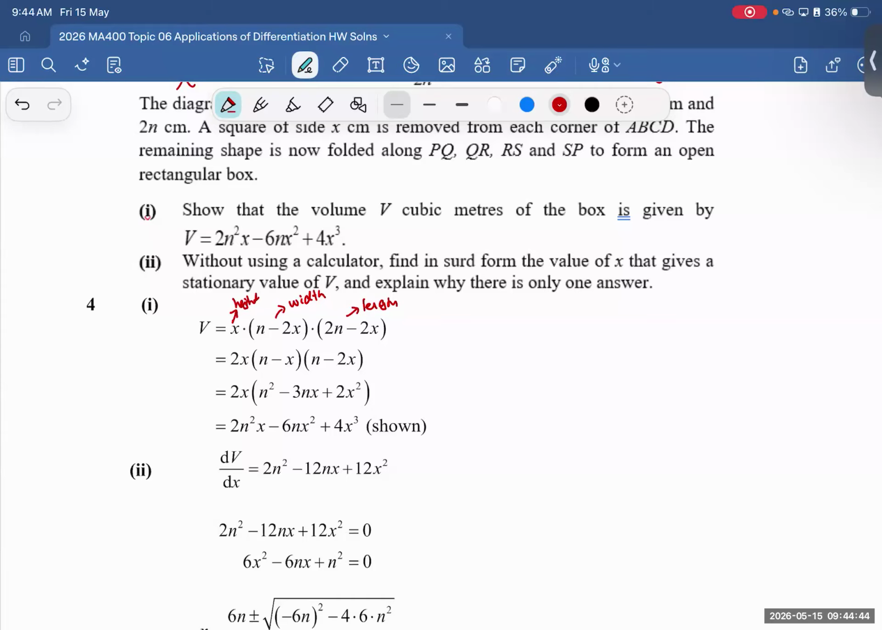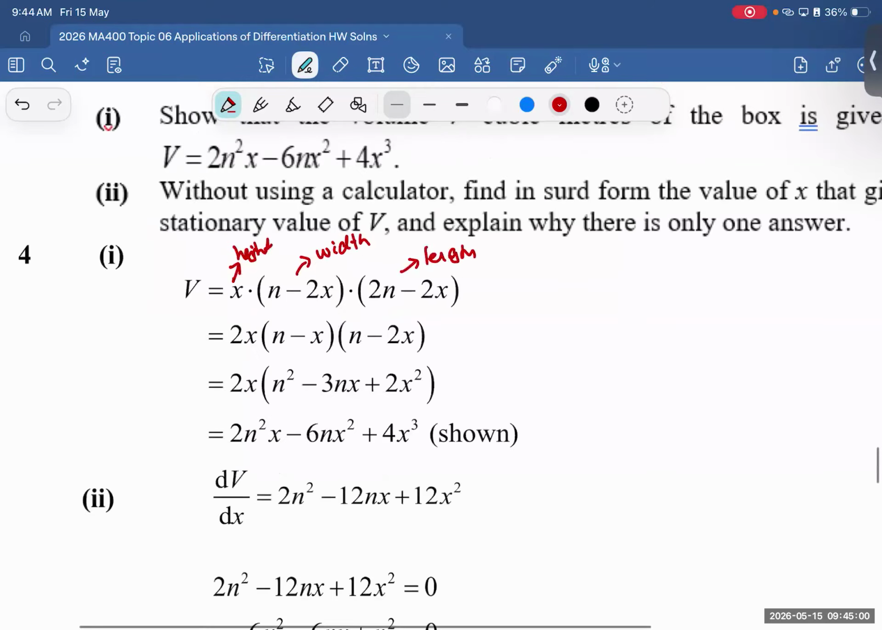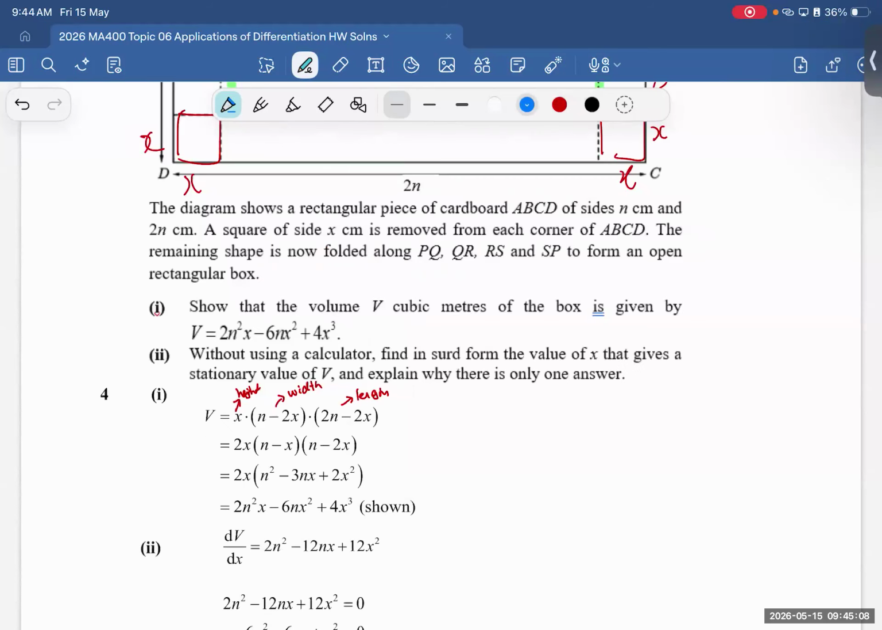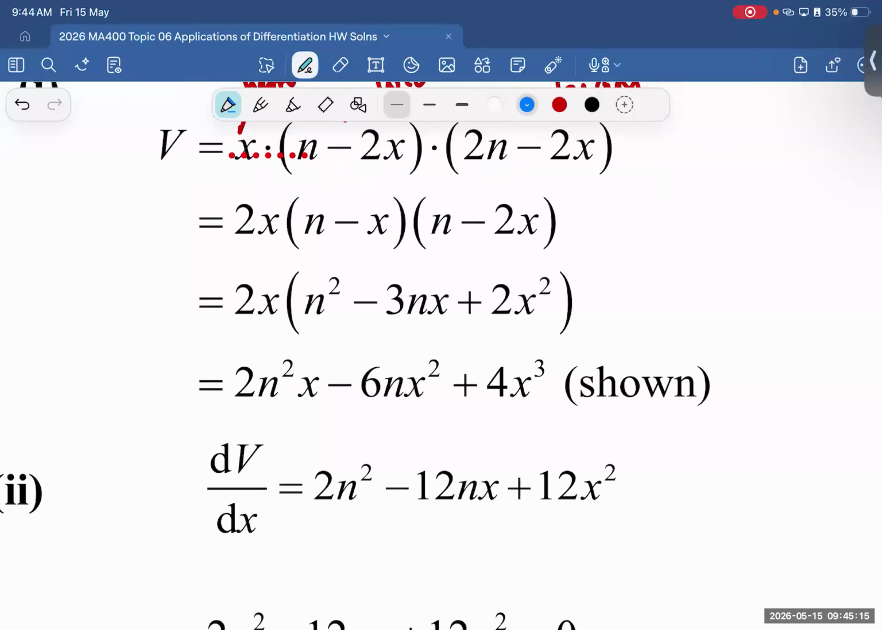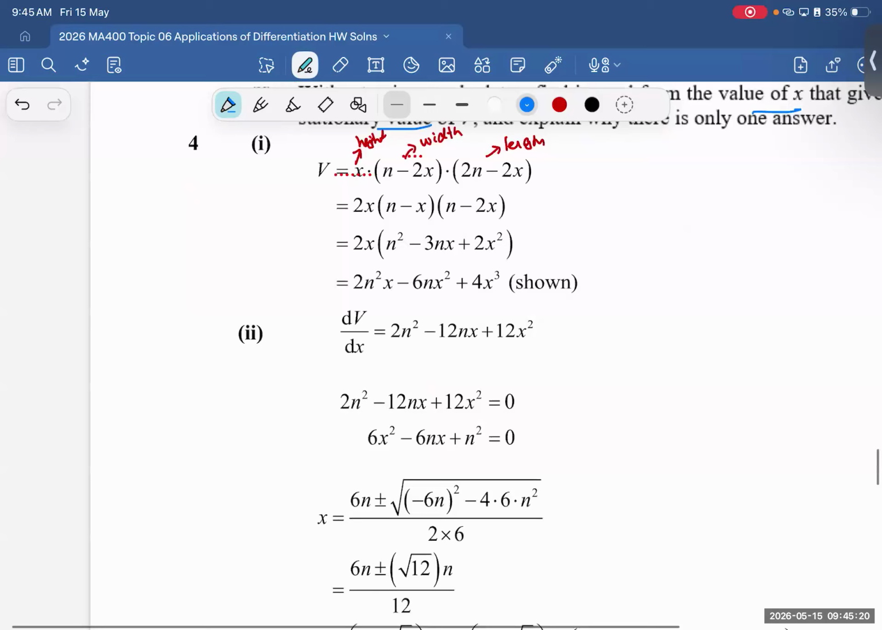Okay. So without using a calculator, find in surd form the value of x that gives a stationary value. So now I take this, right? When you differentiate this, you take n as a constant. Remember, you take n as a constant. Now, from here, 2n squared minus 12nx, you solve. Here to here, I use the quadratic formula. Okay so far?